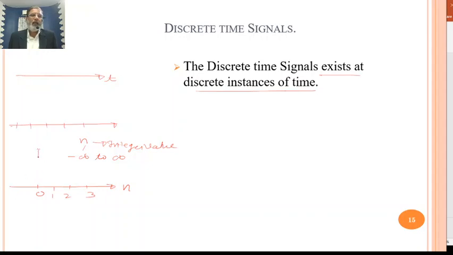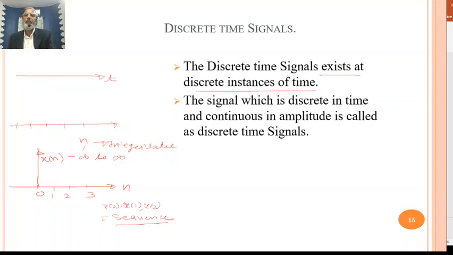And the signal is defined only at n values. Hence, the discrete time signal is denoted by x of n. For the different n, we are getting x0, x1, x2. This is the set of the discrete instances of time, and this is called the sequence. Hence, the discrete time signal is also called the sequence.